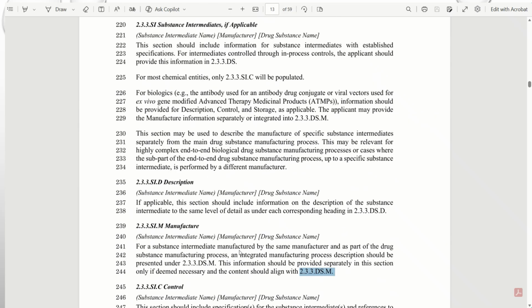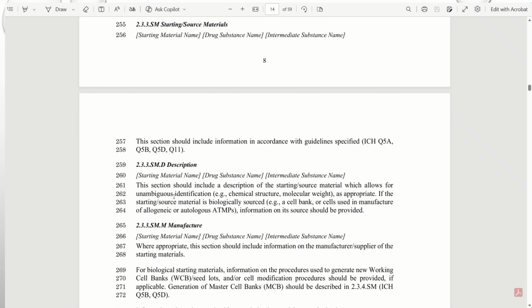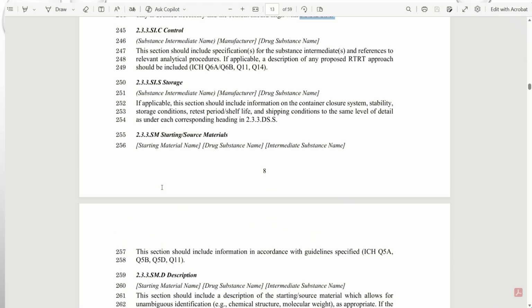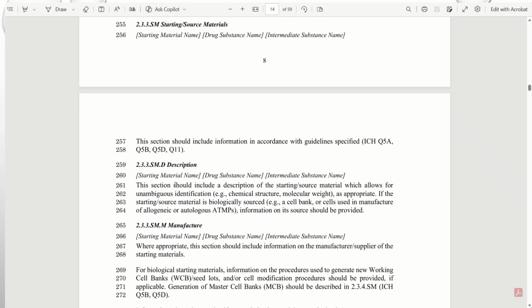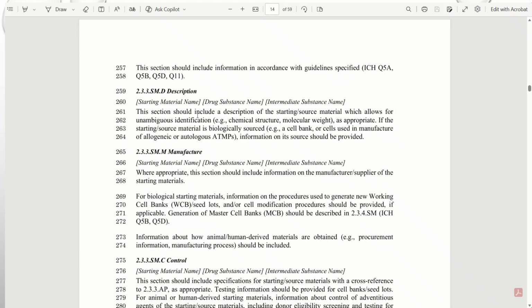And just another point, and that is to state that this starting material is the actual genetically modified cells, I believe. Where is it? Substance intermediate. ICH, these are the requirements. So description.